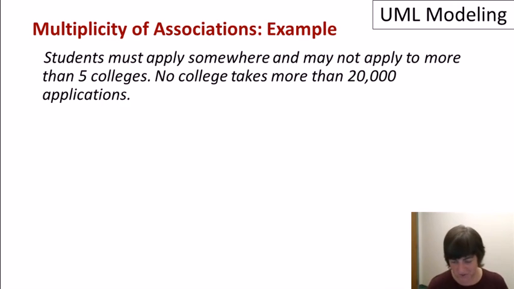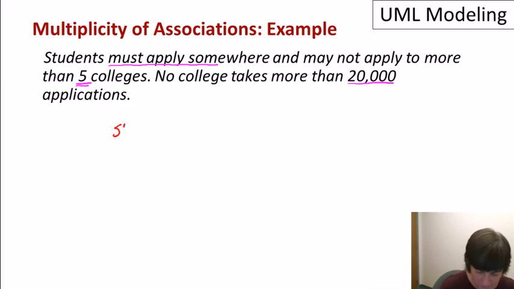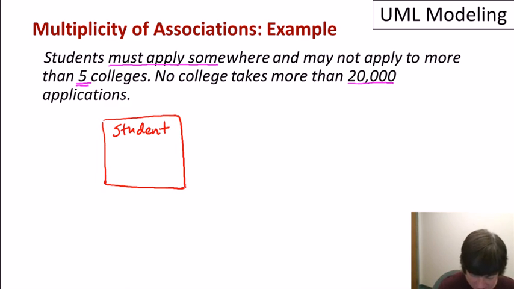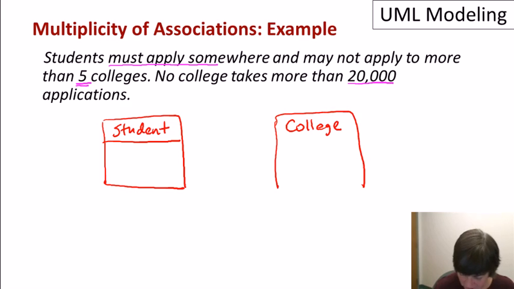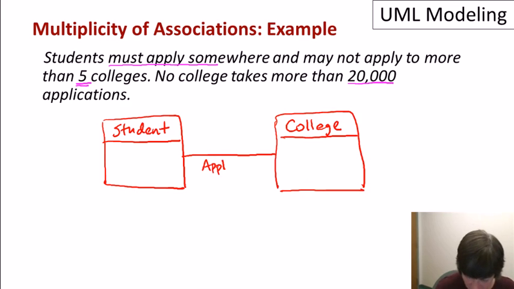So let's take a look at our student and college example and what the multiplicity of the association of students applying to colleges might be. So let's suppose that we insist that students must apply somewhere. So they apply to at least one college, but they're not allowed to apply to more than 5. And furthermore, let's say that no college will take more than 20,000 applications. So this example is contrived to allow me to put multiplicity specifications on both sides. So again, we'll have our student class, and we'll have our college class, and we'll have our association between the student and the college class, and I'll just write the name underneath here, now applied.